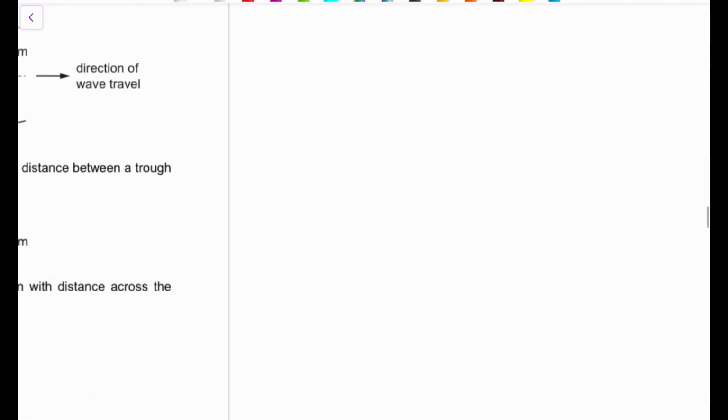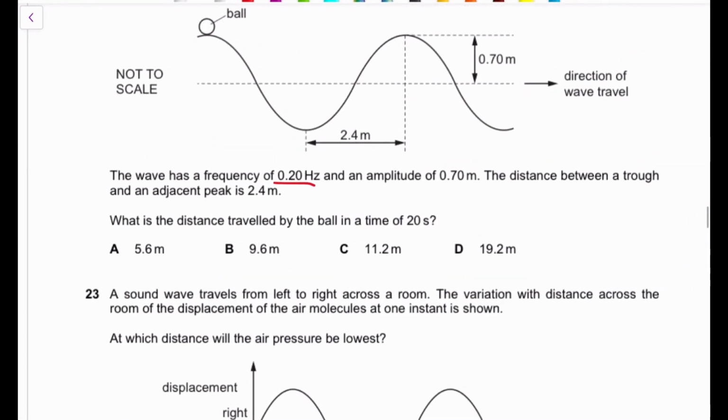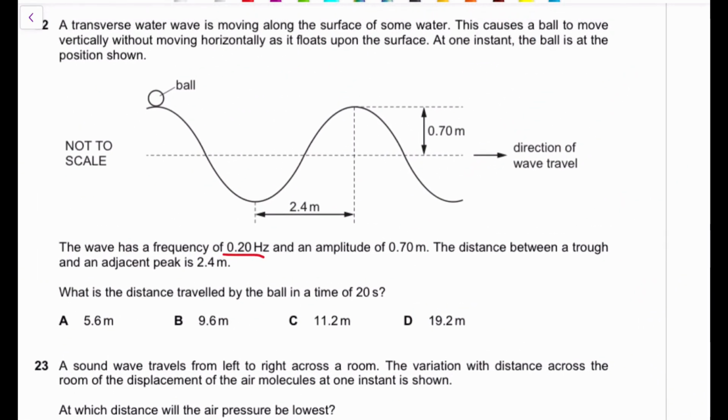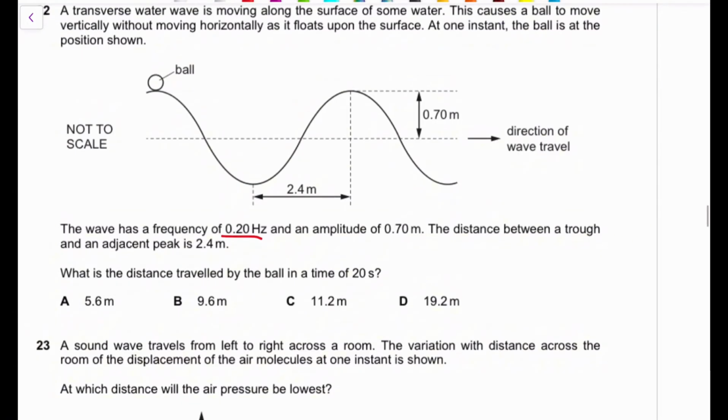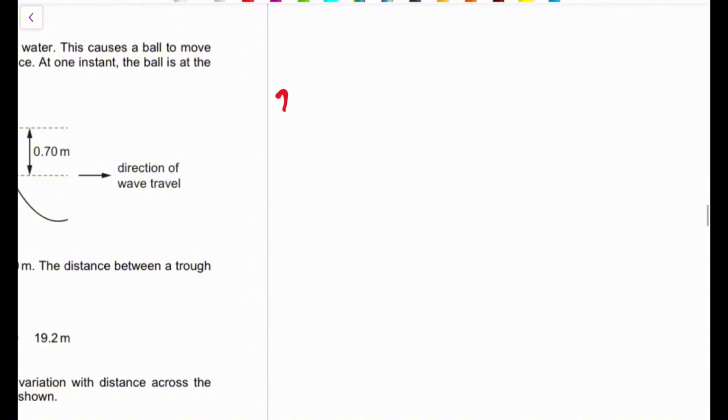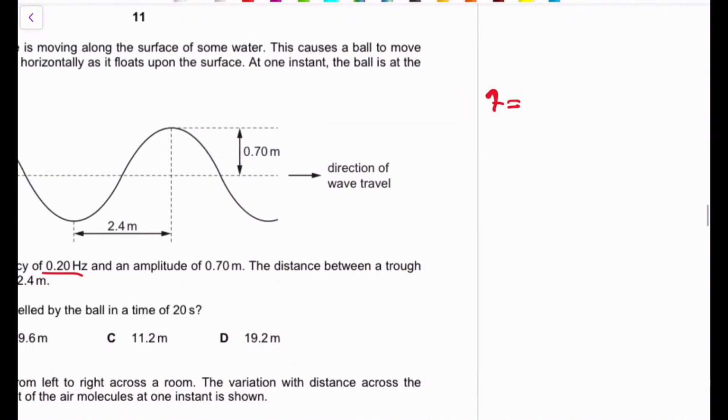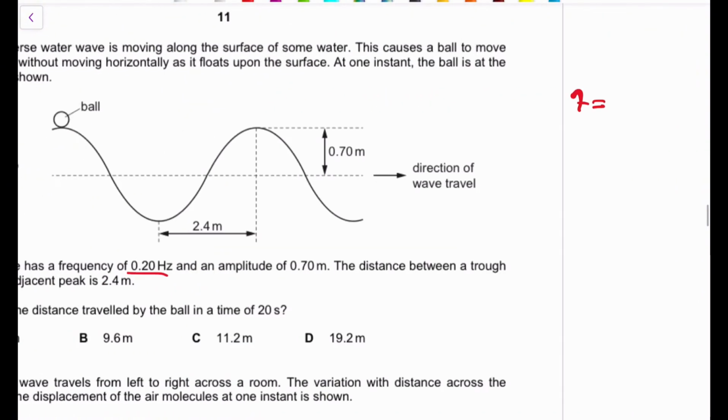This is similar to a question that was also asked in regards to motion of projectiles. The ball is not going to move in this direction, but rather the ball is going to move down and up, but it's only going to stay in that plane. So we just need to find the period. I'm given the frequency of 0.20 hertz.